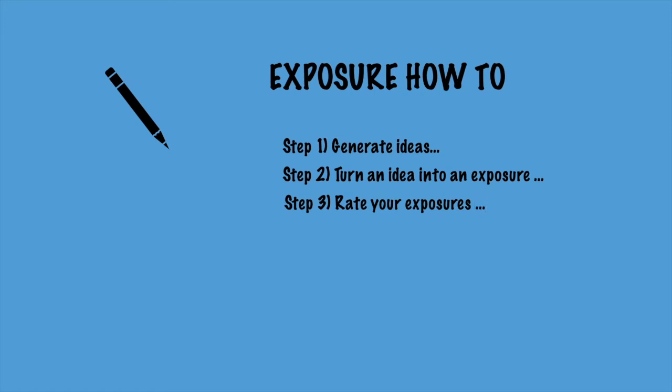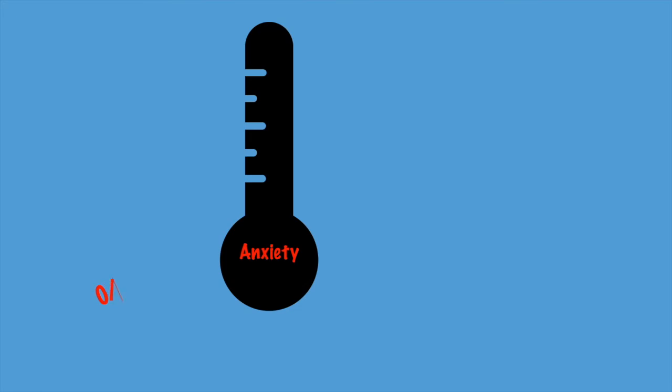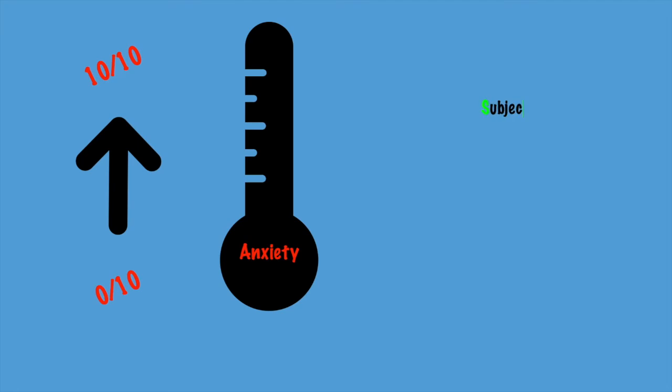Step 3. Rate each exposure step. The next stage will be to go through each of the exposures you have created and to give each of these steps a number out of 10. If 0 represented no anxiety at all and 10 represented the most anxious we could feel about doing something, which number would you give each of these steps? This number is sometimes known as our subjective units of distress, or SUDs.